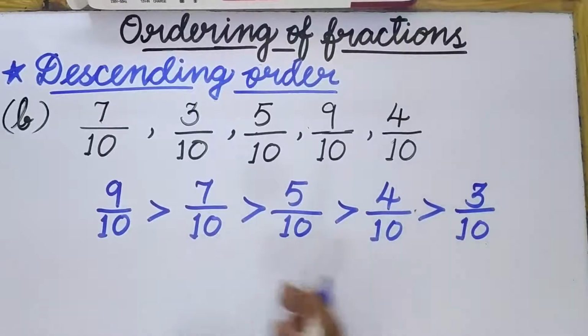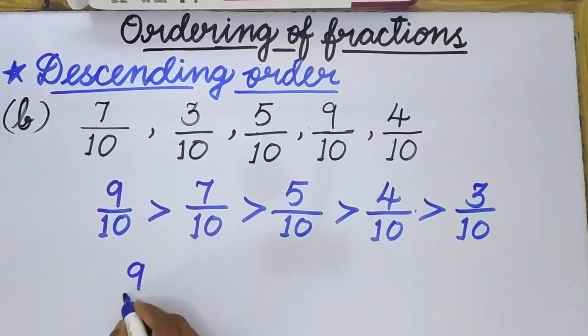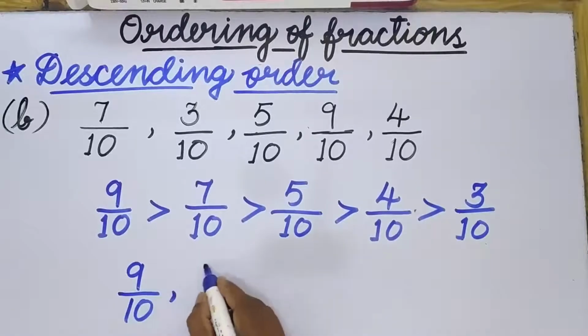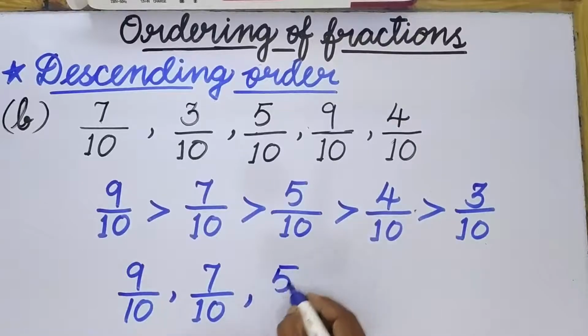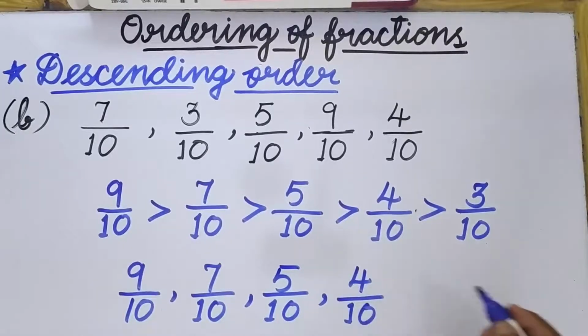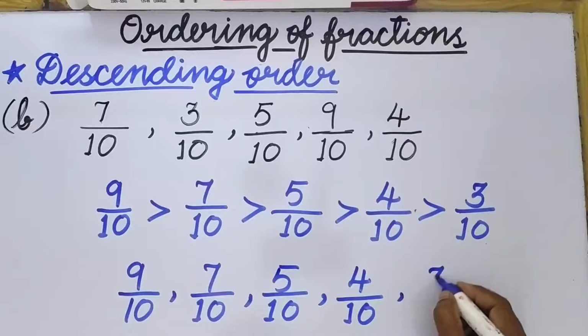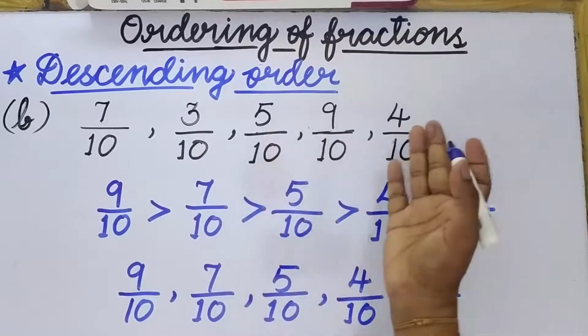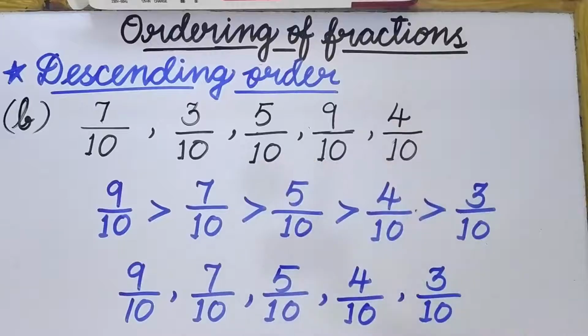We can also write it like this: 9 by 10, 7 by 10, then 5 by 10. So this is in descending order. Right, 4 by 10, and finally the smallest fraction, 3 by 10. In this way, we can write the descending order of the given fractions.